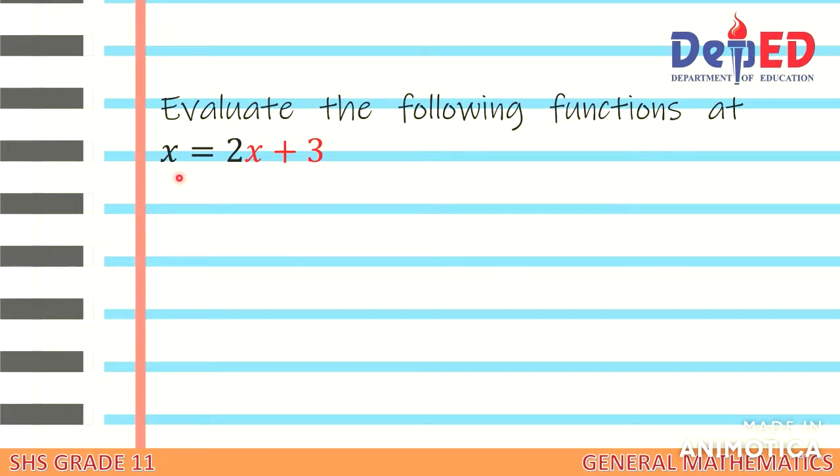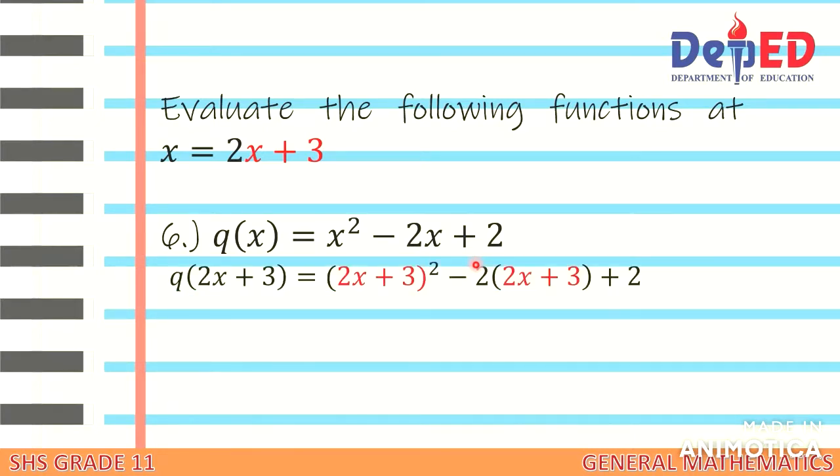Next example. The value now of x is 2x plus 3, and the equation is q of x is equal to x squared minus 2x plus 2. As you can see, we wrote this one, 2x plus 3, instead of x. Okay, so let's simplify first this part. This is the square of a binomial. And let's distribute negative 2 to this binomial. So let's simplify this equation. We have now 4x squared plus 12x plus 9 minus 4x minus 6 plus 2.